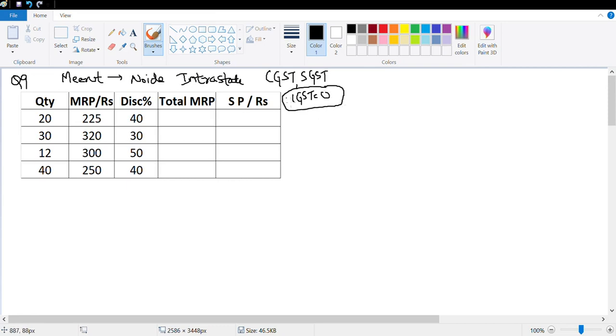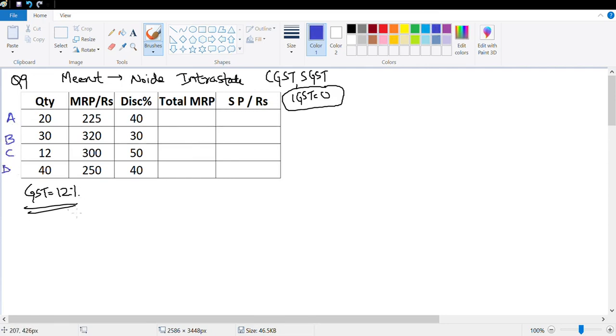Perfect. So CGST and SGST, and IGST is 0. Perfect. So let's read the question. Quantity is given, MRP is given, discount is given, and the total GST is at 12%. So GST is 12%. Let's calculate. So let's again give this quantity objects a name.